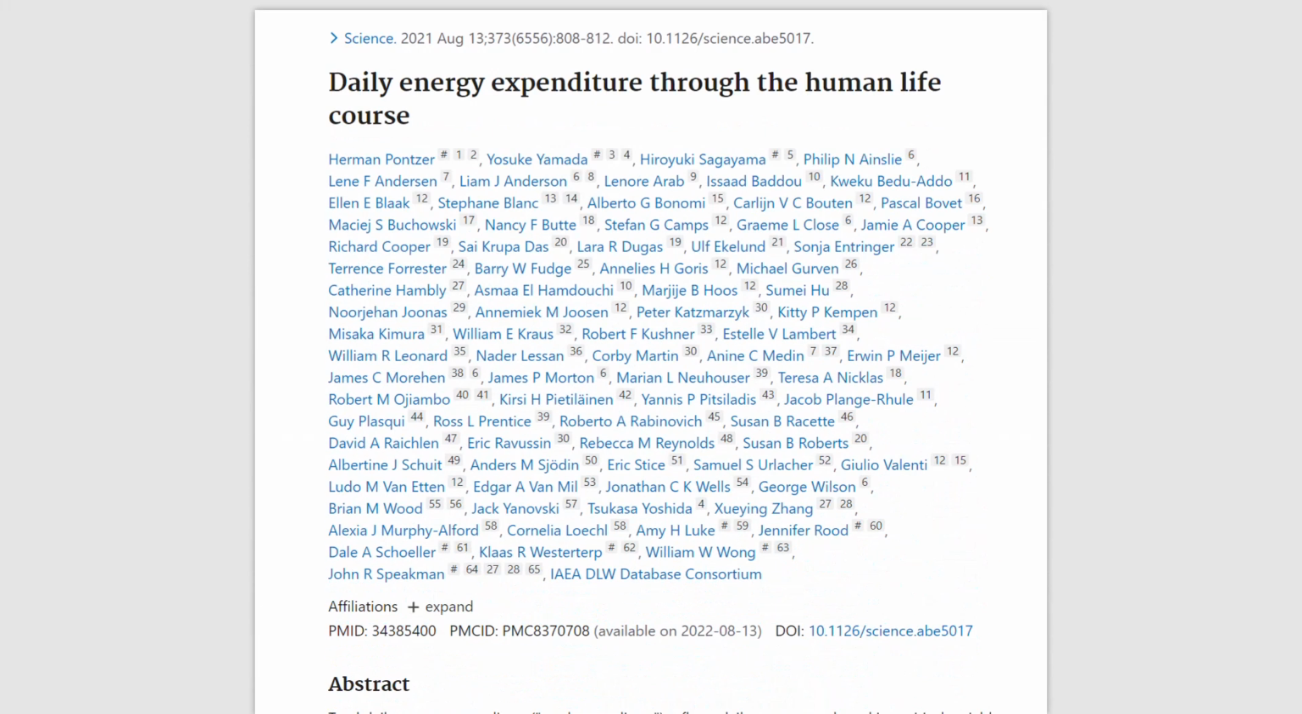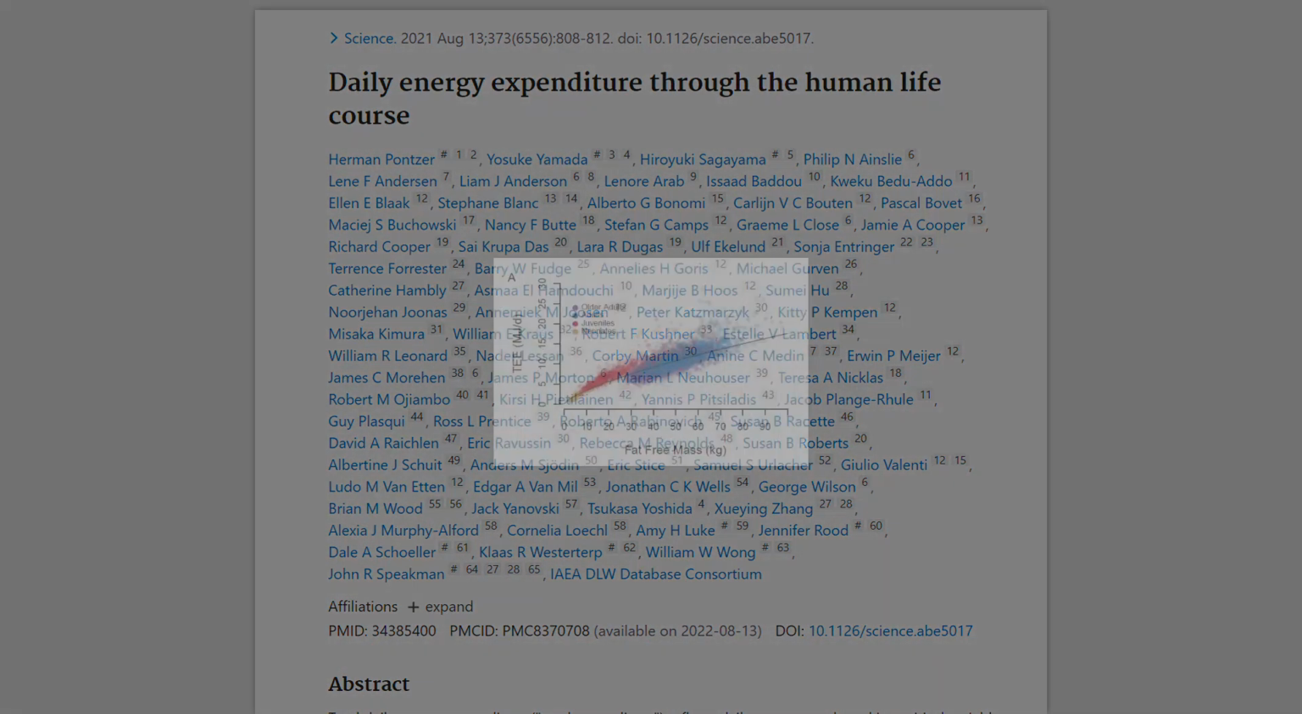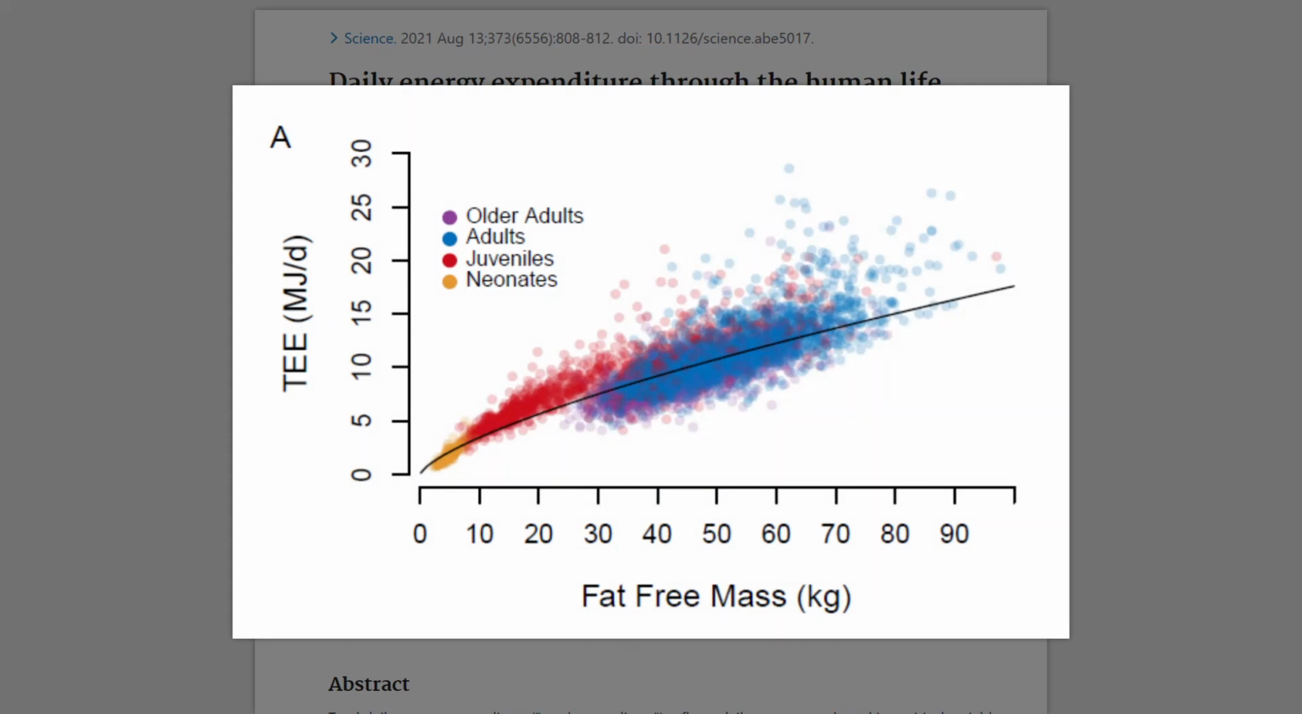This research review gathered data from over 6,400 subjects across a range of different populations. The researchers found that fat-free mass was the most accurate predictor of energy expenditure across a range of different populations. As we can see in this graph, there was a clear relationship between fat-free mass and total daily energy expenditure. The more fat-free mass subjects had, generally the greater their total daily energy expenditure was, regardless of gender and age. This is probably because skeletal muscle seems to be more energetically expensive than other tissues like fat mass.